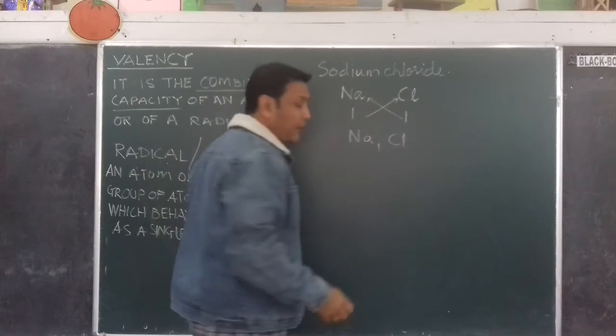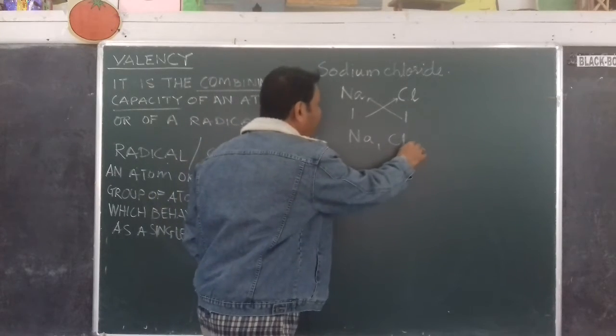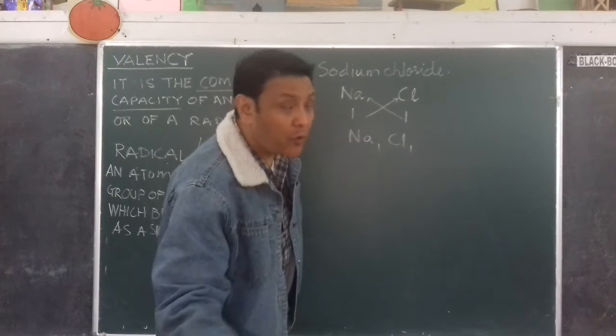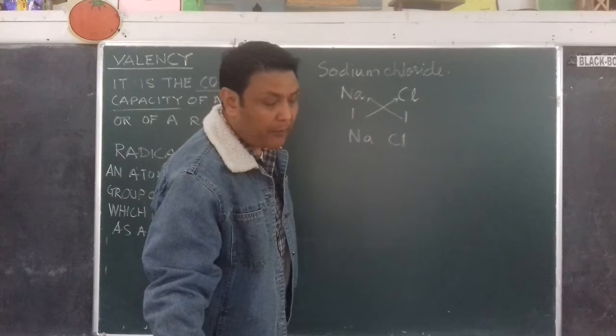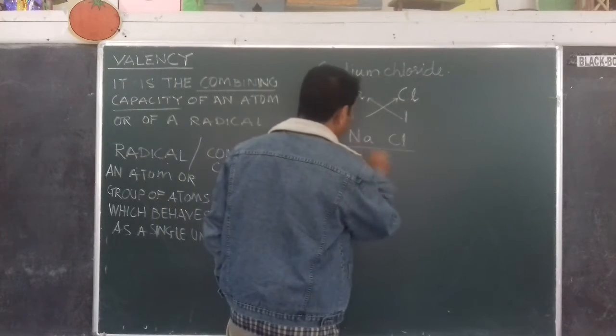Cl is 1. But we do not write 1. If it is more than 1, obviously we write it in the formula. So the formula will be NaCl.